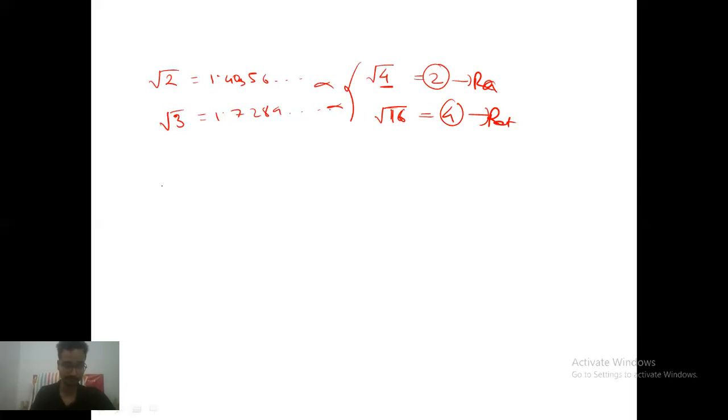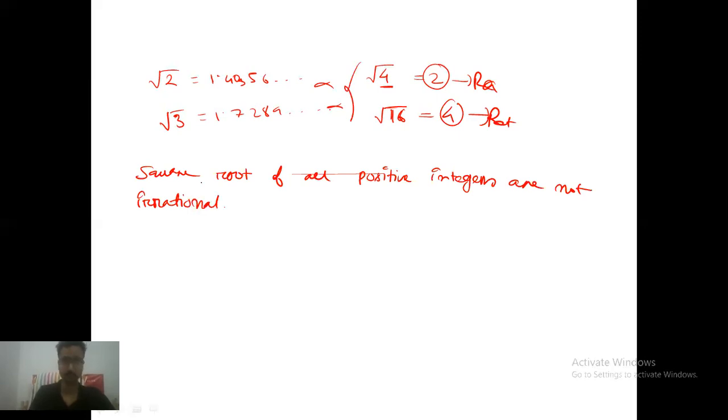So write down: square root of all positive integers are not irrational. Why? Because just now I have proved the square root of 4 is rational. Yes or no? So if not, give an example. So write down this one.